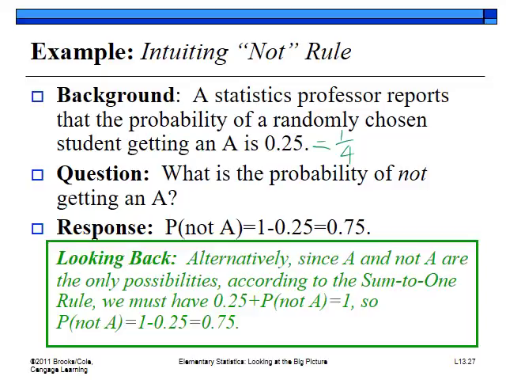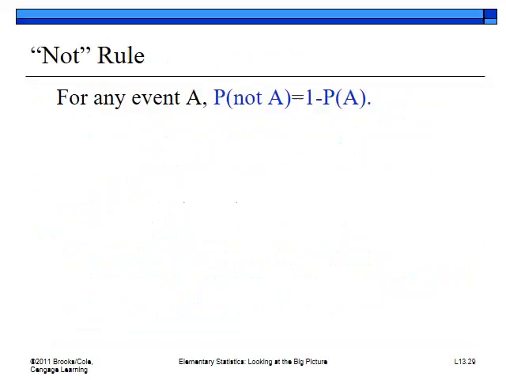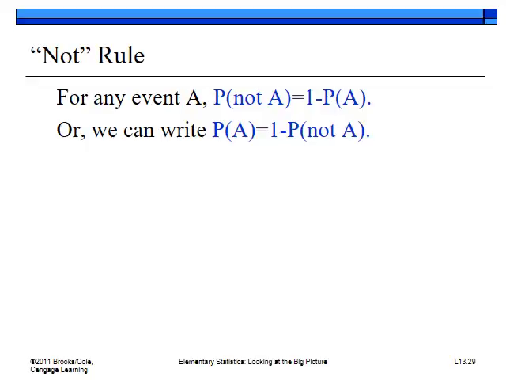Another way to think of this is, since A and not A are the only possible results, either you get an A or you don't, the sum to 1 rule tells us that when we add the 2 probabilities together, we must get 1. So subtracting the probability of A from both sides gives us the probability of not A equals 1 minus the probability of A. That's the not rule. The probability of not A is 1 minus the probability of A. We can also, just algebraically rearranging that equation, express this as the probability of A is 1 minus the probability of not A.